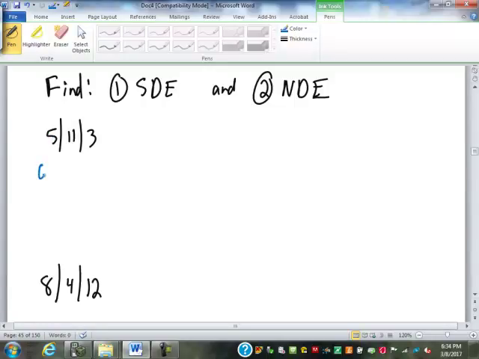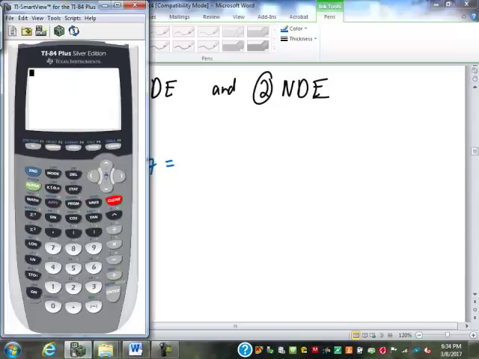5% discount means it's a 95% that you're going to pay. 11% discount means you're paying 89%, so that's 0.89. And of course, the 3% gives us 0.97. You multiply that together. We get 0.820135.